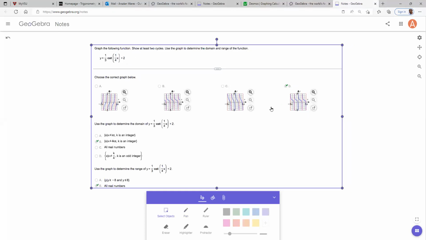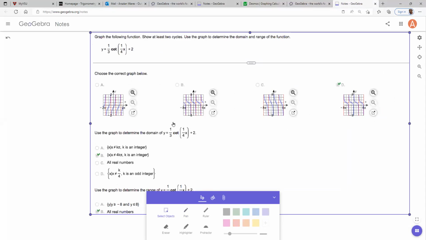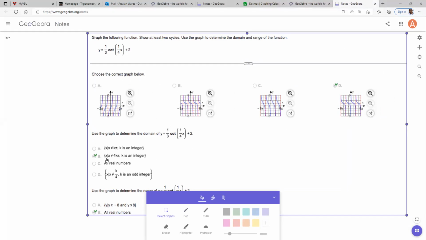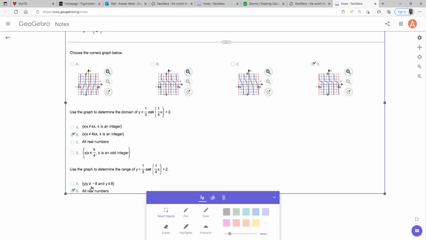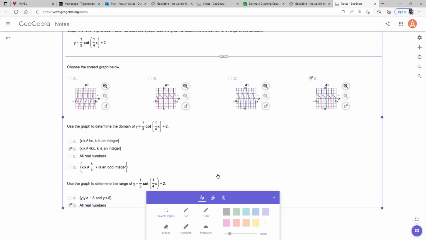So based on our discussion, the domain has to be, let me see if I can make it a little bigger for you guys, B, because it's X such that X is not 4K pi. So replace K with 0, you're going to get our 0. Replace K with plus minus 1, you're going to get plus minus 4 pi. Replace K with plus minus 2, you're going to get plus minus 8 pi, so on and so forth. And clearly, the range is all real numbers. Of course, we wrote it from negative infinity to positive infinity. So I would go with B and B for this one. I hope that helps.